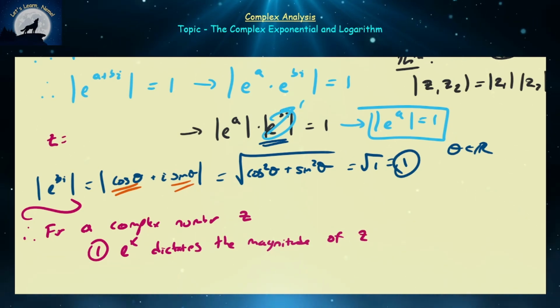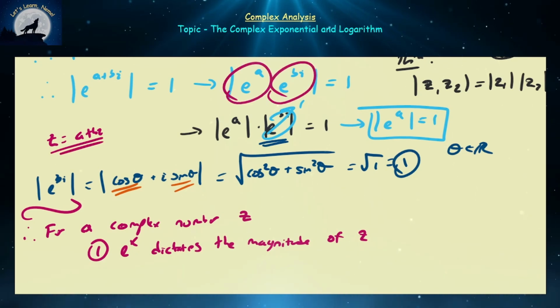Well, if z is equal to a plus bi, then we have e to the a and e to the bi. But the norm of e to the bi is always going to be equal to 1, and we're always going to be left with this e to the x term. And that's going to dictate the norm of that particular number, right? So that's the first thing that we need to notice.